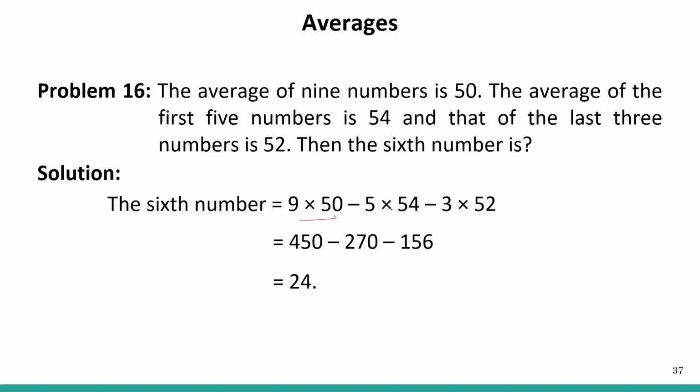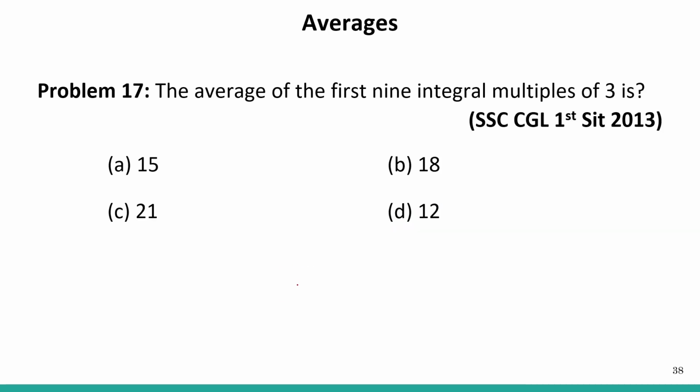So 9 into 50 minus 5 into 54 minus 3 into 52. This is the average of the last 3 numbers, average of the first 5 numbers and average of the first 9 numbers, or whole 9 numbers, is equal to this much, that is 24.